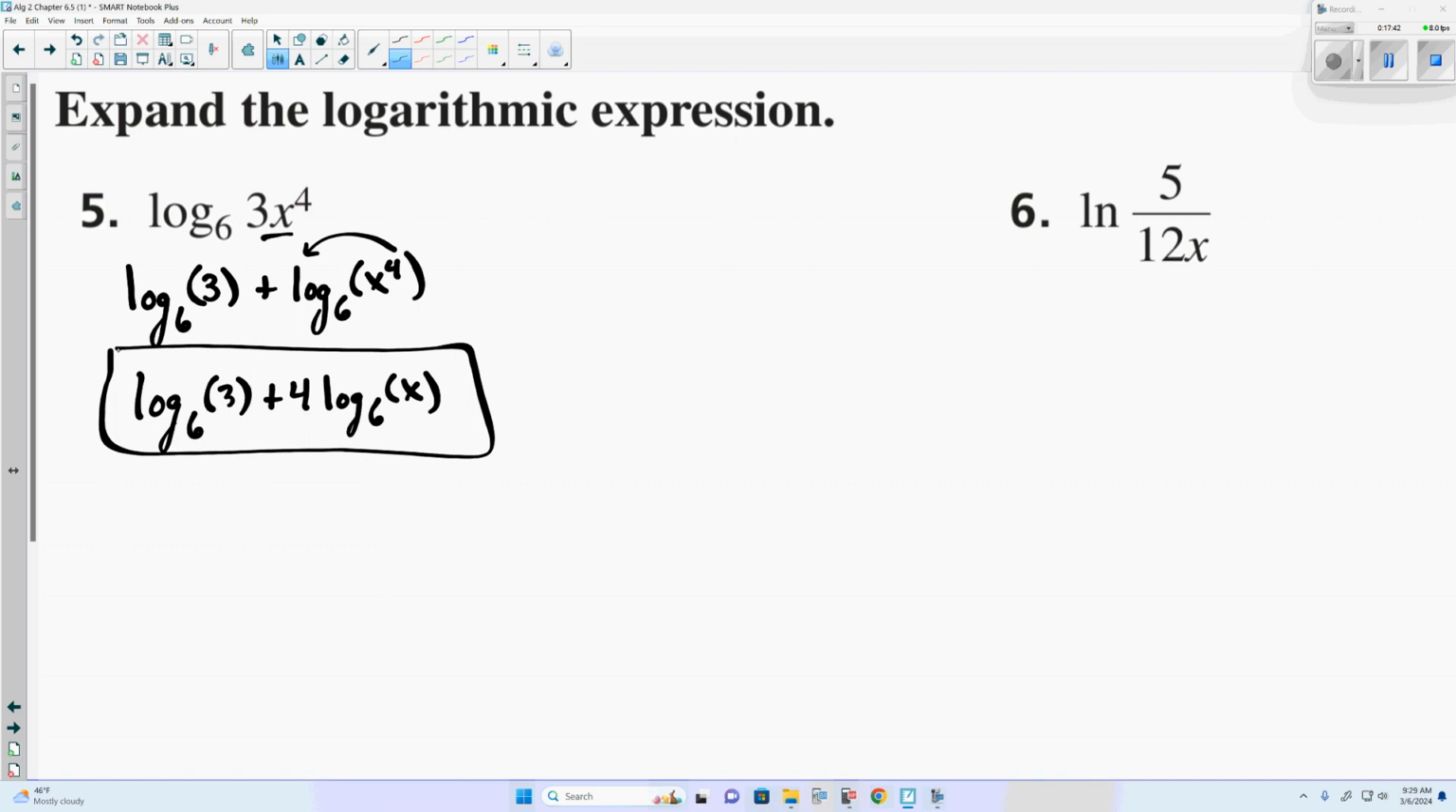Luckily for us, log base 6 of 3 does not simplify in any nice way. It does, but it's a decimal, so we're going to leave it alone. Does that make sense? Now, if it had been log base 6 of 6, well, we know what that is. That's 1. If it's nice, go and simplify. And if you're not sure, luckily our graphing calculators will tell us pretty quickly, pretty easily.